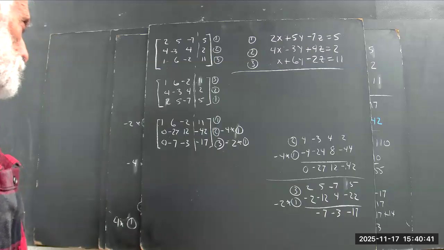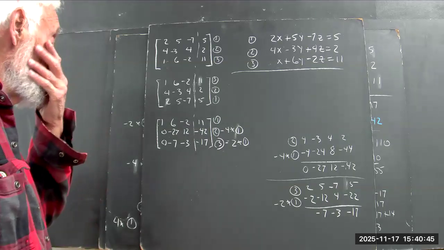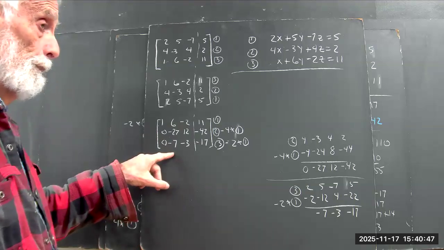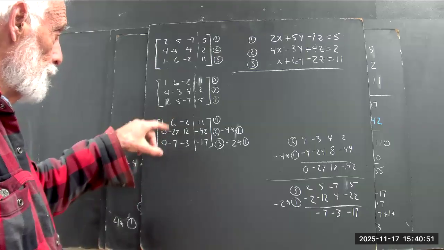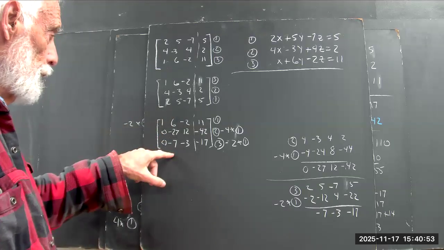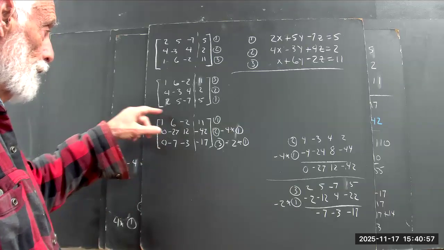Now things get a little bit dicier because the next thing we're going to want is a 0 here. And we don't have real convenient numbers up here. There isn't a convenient way to get rid of that negative 7 other than to do something like 7 times 6 for the first row.